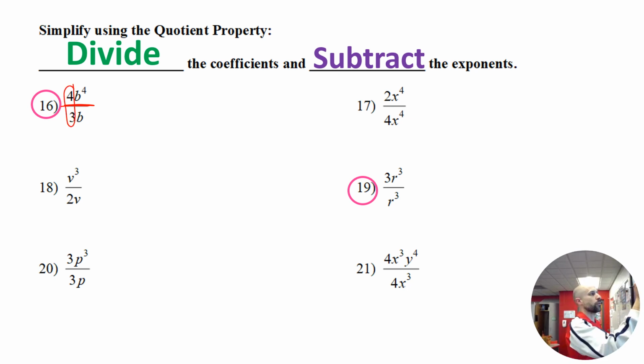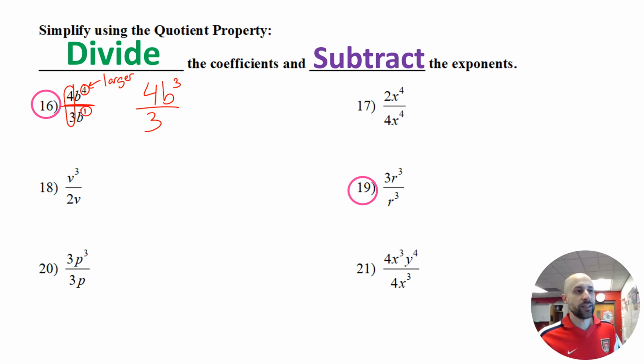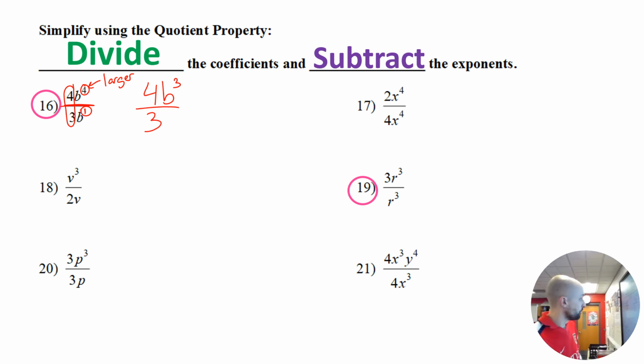Well, in this case, 4 over 3 doesn't divide evenly. And then we subtract the exponents. So b to the fourth and b to the first. 4 minus 1 is 3. And that exponent in its base goes in the part of the fraction where the larger exponent was. Okay? So it stays in the part where the larger exponent is.